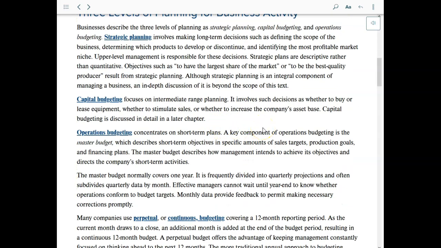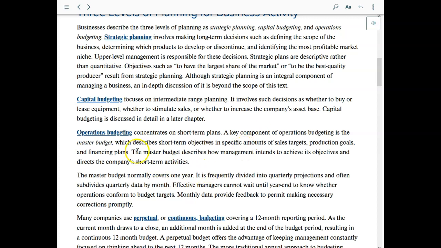Capital budgeting. We have a later chapter that covers this. This is focusing on purchasing long-term assets. So if you have an asset that's going to last 5 or 10 years, should you buy it or not? Will it pay for itself? Will it help the company earn higher profits if you buy that asset? So again, that's for a later chapter.